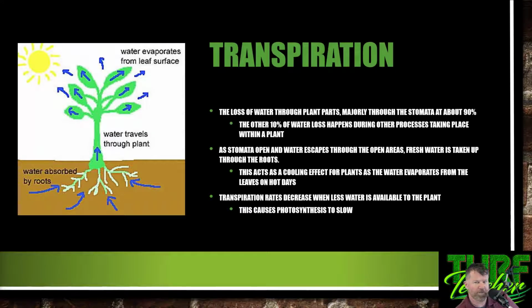With transpiration, the loss of water through the plant parts, majorly through the stomata, is about 90%. The other 10% of water loss happens during other processes taking place within a plant.